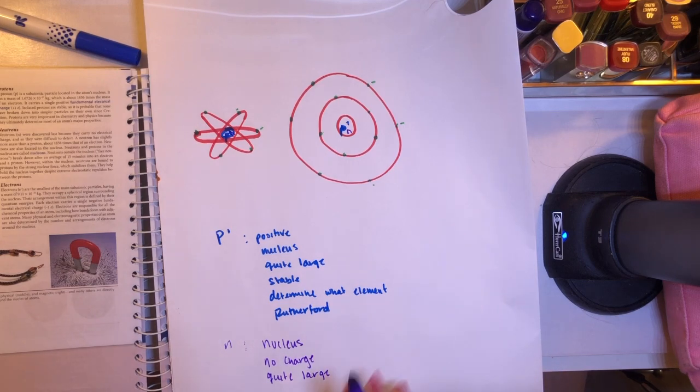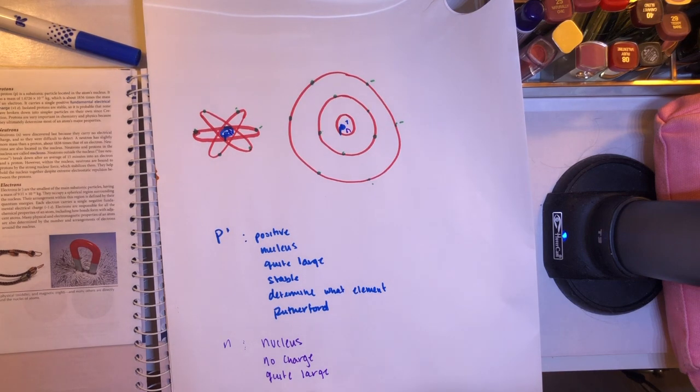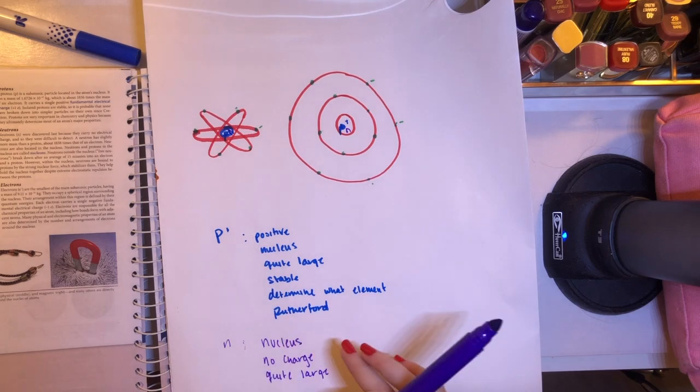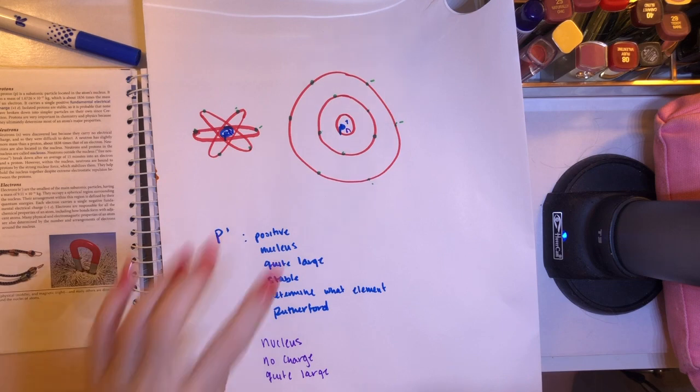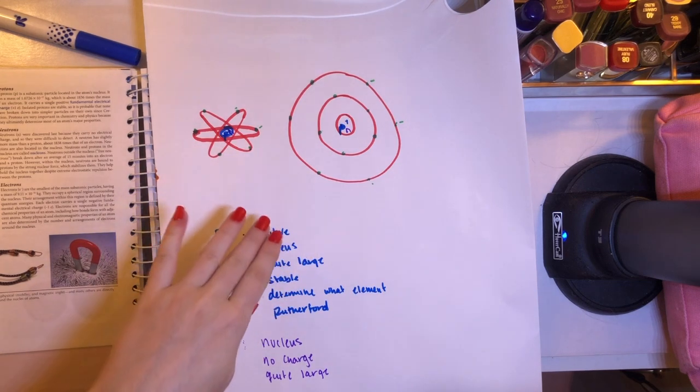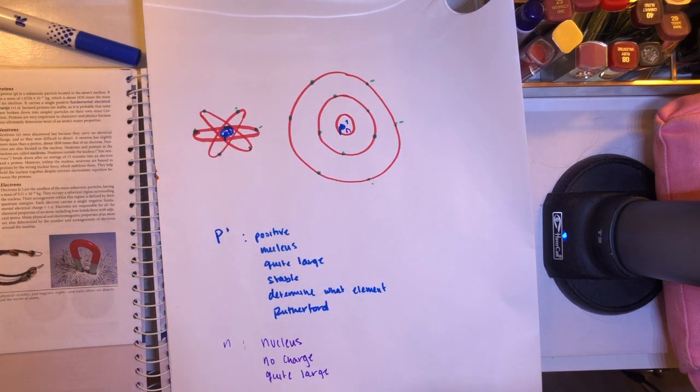And that's about it. That's what you have to know about neutrons. They're not involved in any sort of reaction because they're just stable. Also, later on in this section, you'll see that an atom of the same kind of element can have a different number of neutrons. Those are called isotopes, and we'll talk about that in a second.